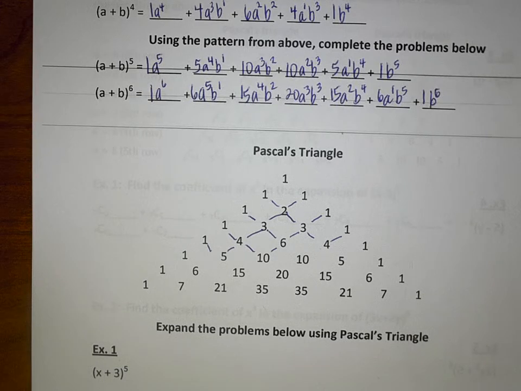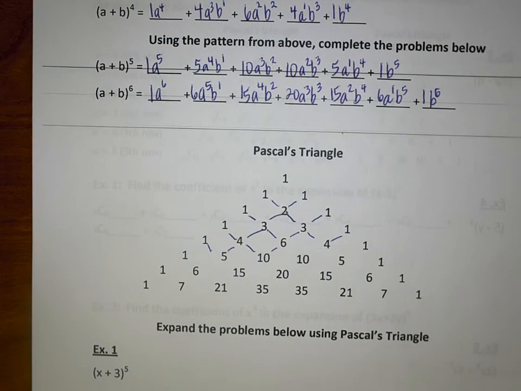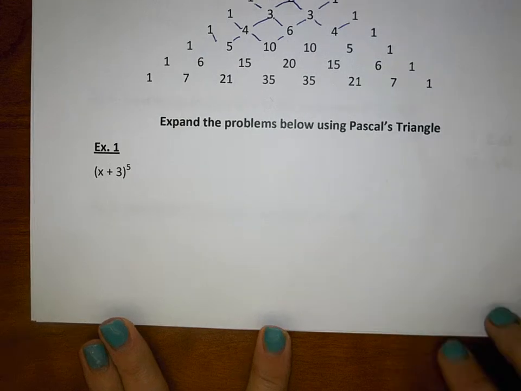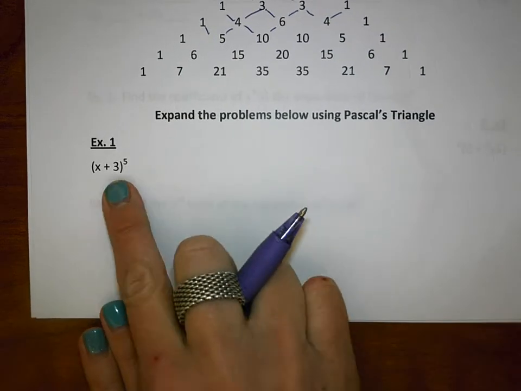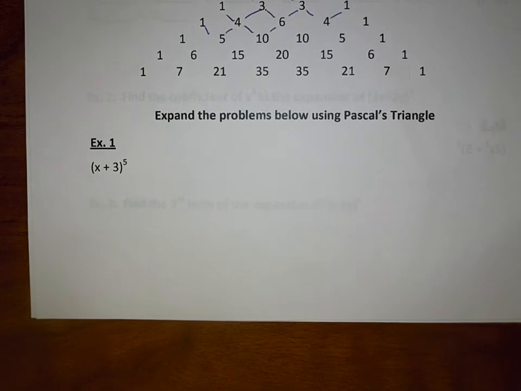Okay, because this next part is where we're doing more of our problems. This is understanding why it works the way it works and how we do the problems. So on example 1, let's see if you remember. If I have x plus 3 to the 5th power, how many terms am I going to end up having? 6. So what you should do so that you don't mess up is make your 6 blanks.